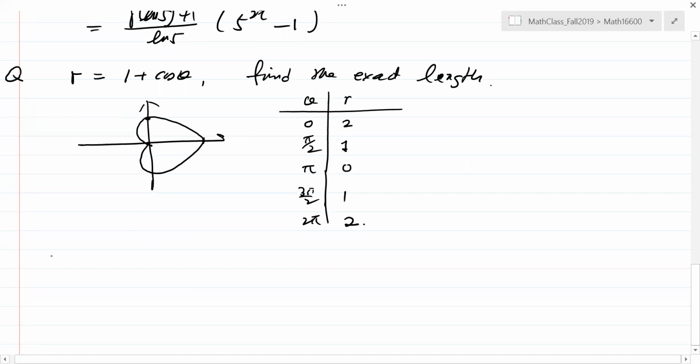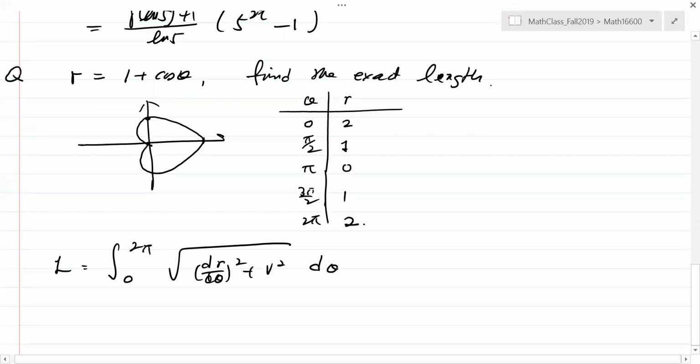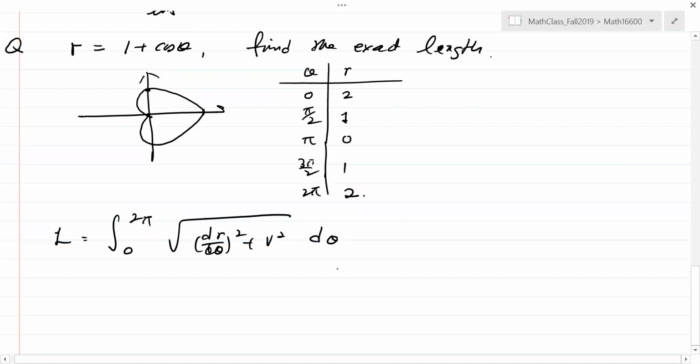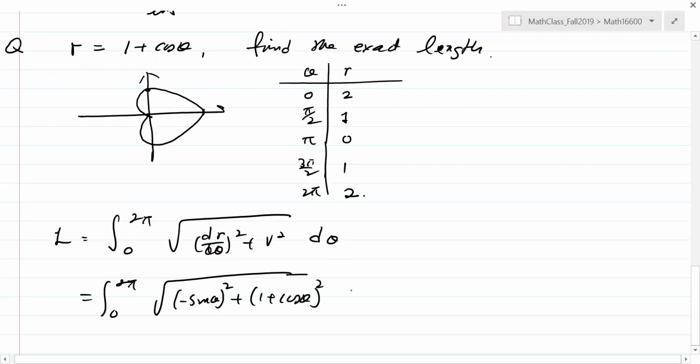And so the length is going to be the integral from 0 to 2 pi of the square root of (dr d theta) squared plus r squared. You write down this formula first before you do the computation, and then you plug r into this integral. So that would be negative sine theta squared plus (1 plus cosine theta) squared, d theta.